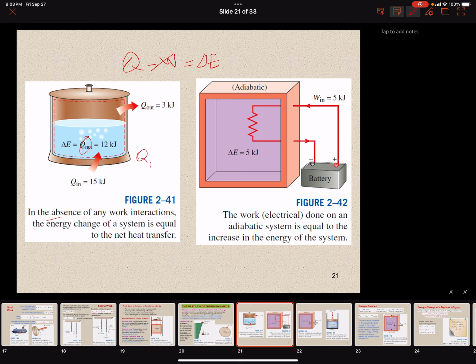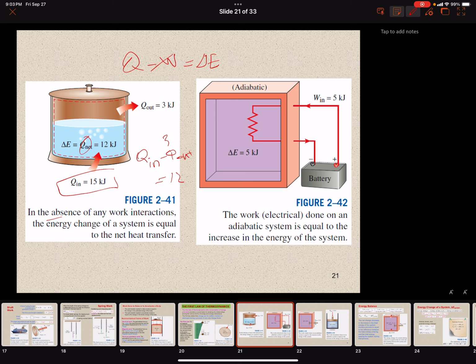So it will be Q in minus Q out equals delta E, the change of the total energy, which will be 12. So if Q out is 3, then Q in will be 15. It's just an example of how to apply the first law of thermodynamics.